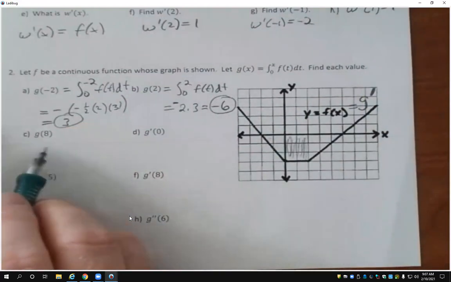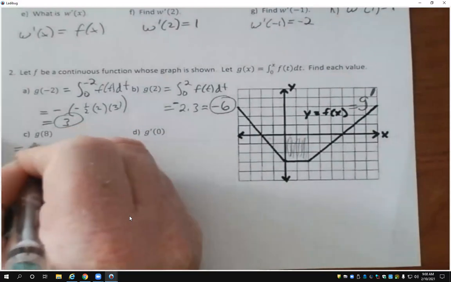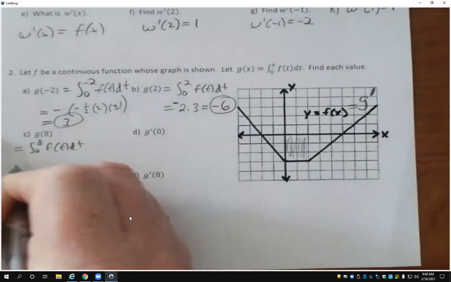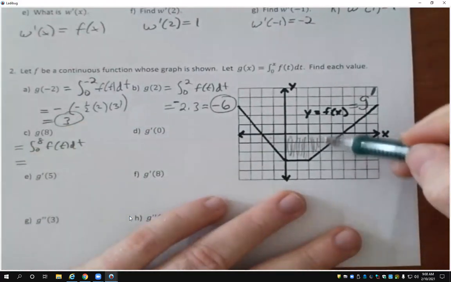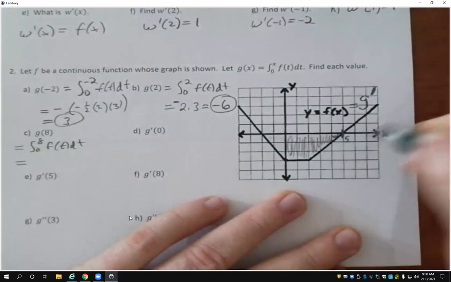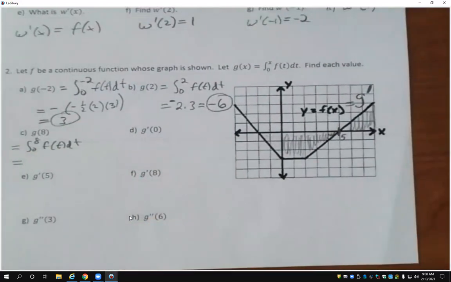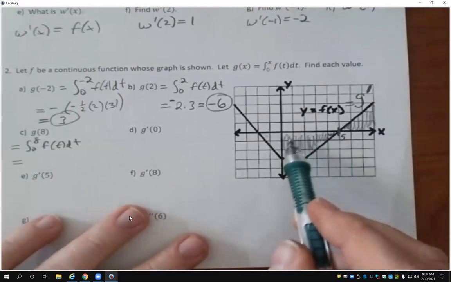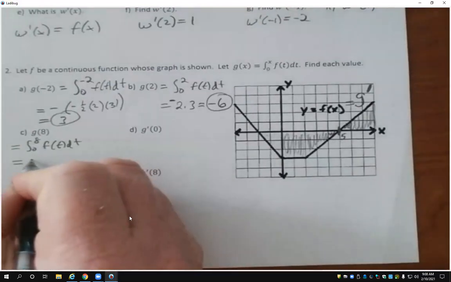C, we're doing g of 8. So that is the integral from 0 to 8 f of t dt. It's actually going to be this shape, and that is to 5 right there. I'm just going to label that 5. So we also need this, and this. First of all, this area is going to be negative because we're below the x-axis. So just put a negative sign here.